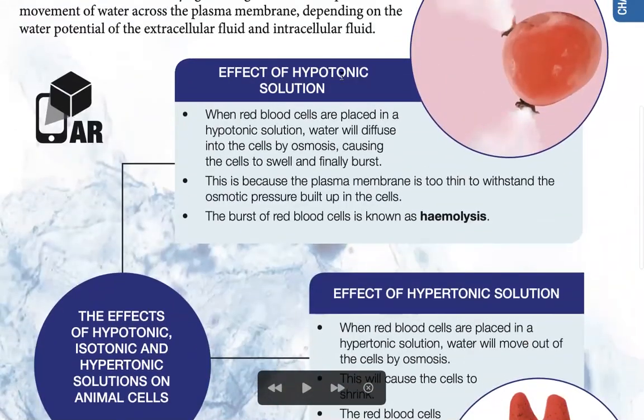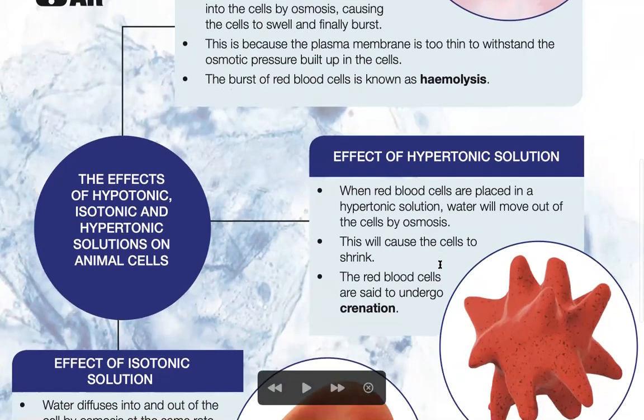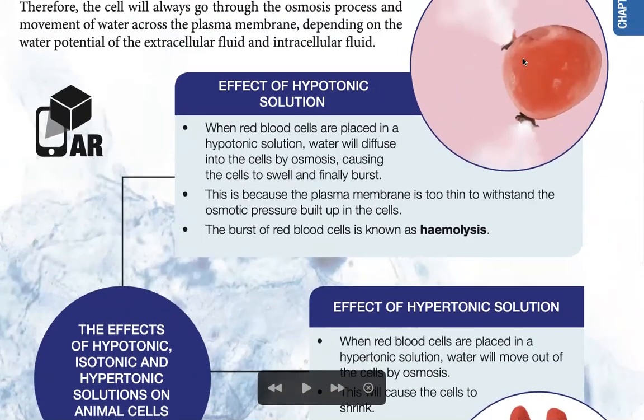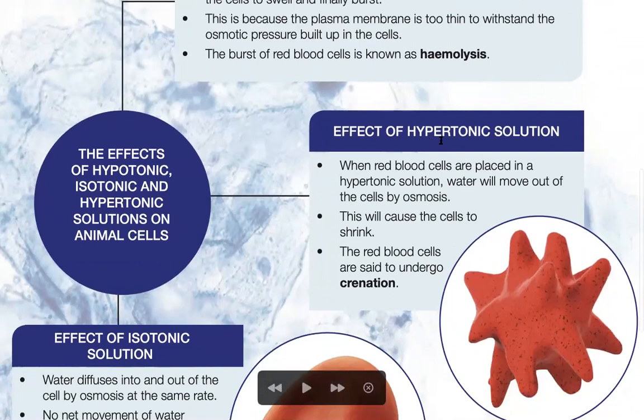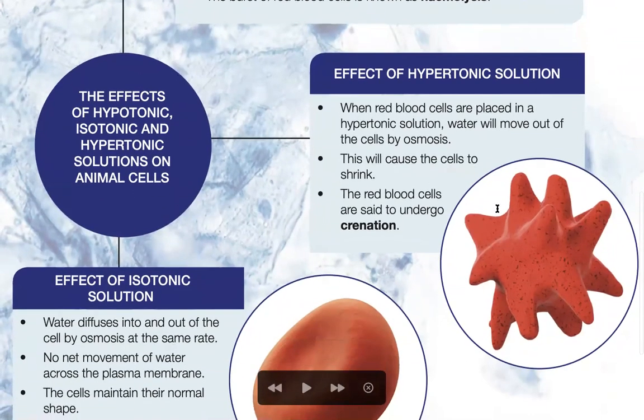Okay, yang tadi kita pasal hypo. Sekarang ni hyper. Tadi kalau ingat hypo ni air masuk. Kalau hyper air keluar. Air keluar ni. Tengok macam durian pula lah. Okay, when red blood cell are placed in hypertonic solution, water will move out of the cell by osmosis. Tadi air masuk, ni air keluar. Maksudnya when we put the red blood cell in the hypertonic solution, solution yang kurang air ataupun solution yang banyak solute.